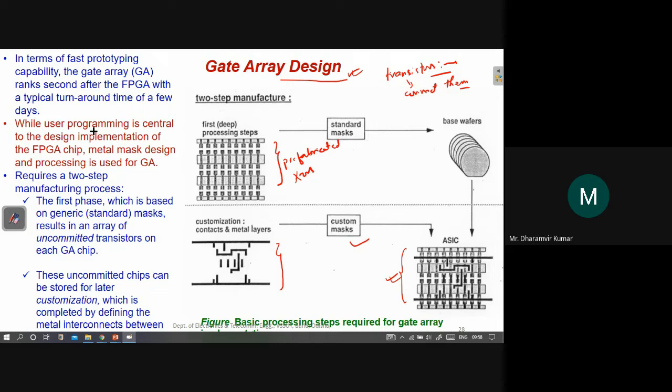So while user programming is central to the design implementation of FPGA, in FPGA we are more focused about programming. But here in gate array design, metal mask design and processing is used for gate array. Metal mask design and processing.